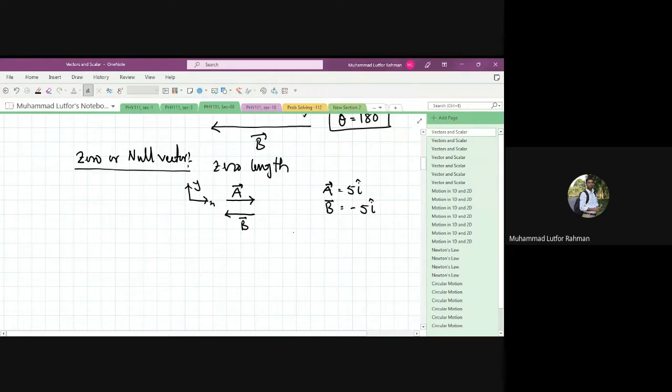Then, if you add these two, A plus B, that's going to be 5 i minus 5 i. That is going to give you basically 0. That's actually called the null vector. So if you want to create a null vector, you have two anti-parallel vectors with the same magnitude. If you add them together, you will find a null vector which has a zero length.